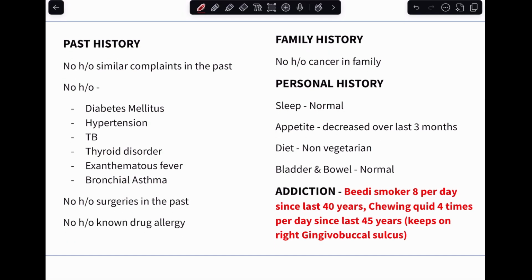Now, coming on to the addiction history. In any case of carcinoma, taking the addiction history is very, very important. We have found out that our patient has been a long term bidi smoker and he also chews quid and keeps it on the right gingivobuccal sulcus. Now, let's try to understand the mechanism of these factors leading to the development of carcinoma. What are the carcinogens over here?